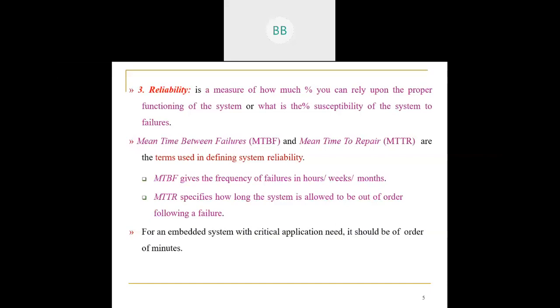Reliability is defined in two terms: mean time between failures and mean time to repair. Mean time between failures gives the frequency of failures in terms of hours, weeks, and months. Mean time to repair specifies how long the system is allowed to be out of order following the failure. Because for an embedded system which is time critical, the failure should not be for a long time. Recovery and the repair should happen immediately, within a minute or even microseconds.